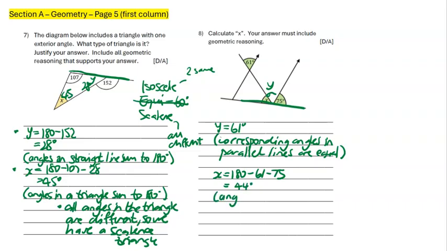Angles on a straight line sum to 180 degrees. And just like that, we've got our achieved mark to wrap that up.